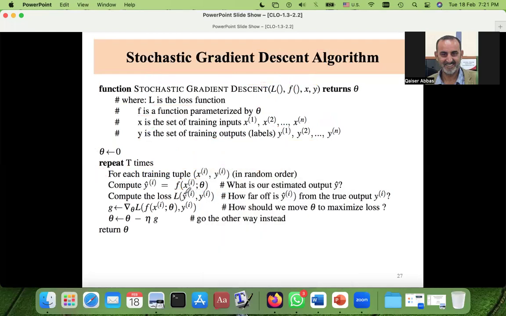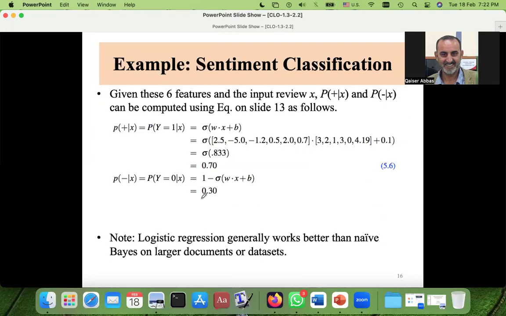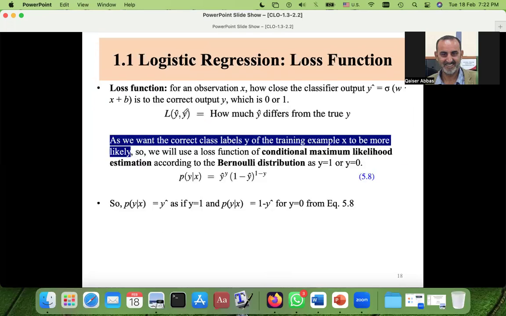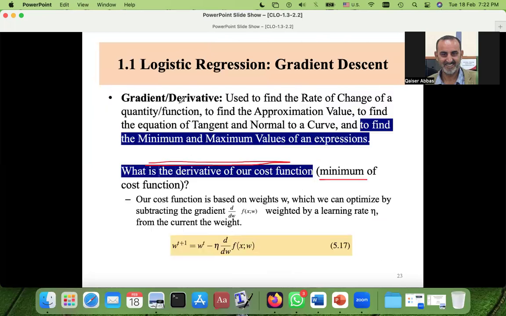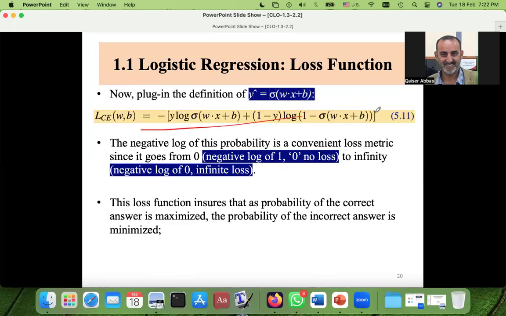So the loss of y cap comma y. We have seen the equation for that. We started the discussion, for example, if we go back here to the loss function, we started the discussion from here, and then we reached some equation for that. This is for the whole training data. So yeah, this is for the one instance.